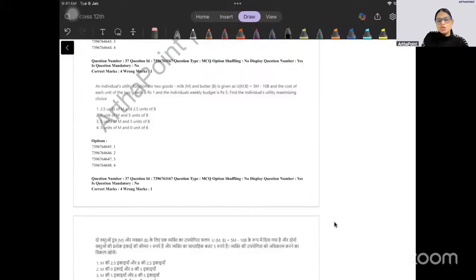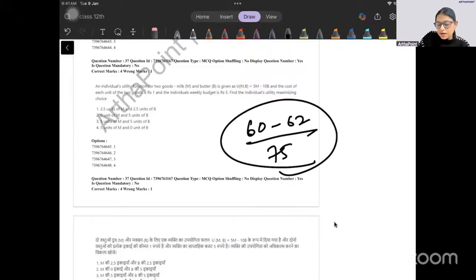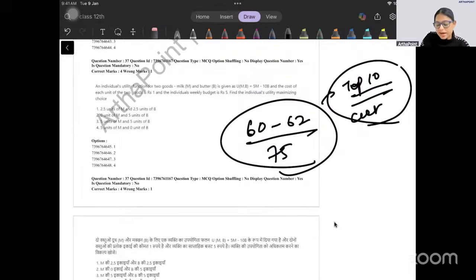Last year, students who attempted 60 to 62 questions correct out of 75, 60 to 62 out of 75, they were in the top 10 rankers of CUET All India. I'm talking about correct. So the idea is not to focus on only one subject. Don't just keep stressing about Indian economy. Focus on the remaining four, where there is certainty that if I know a topic, I will do it well.